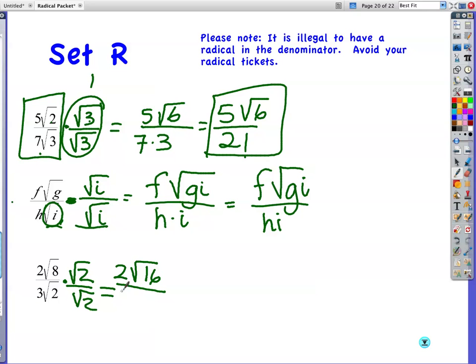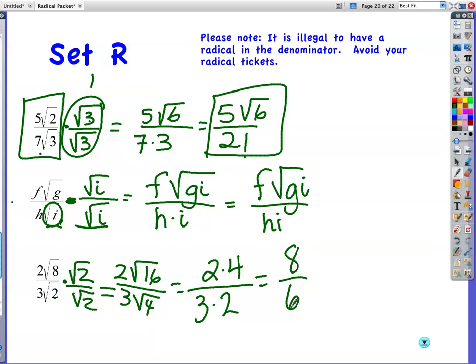And we have this 3 here that we're not forgetting about. Square root 2 times square root 2 is square root 4, or a lot of us would just write 2, which would have been faster. So now in the numerator, I have 2 times 4. In the denominator, I have 3 times 2. 8 over 6. And no way will you leave that as your final answer because it can be reduced to 4/3.